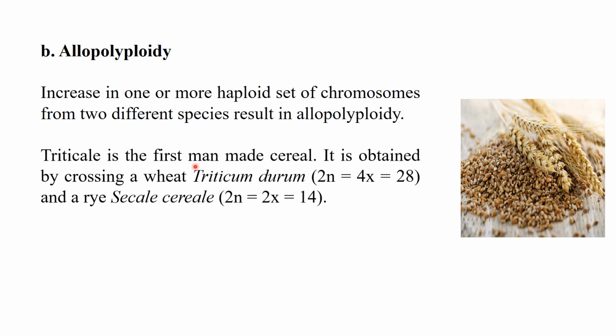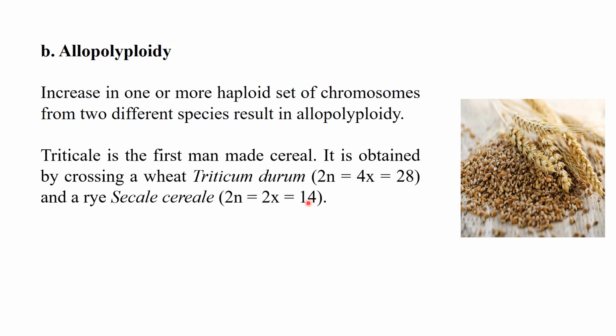Triticale is the first man-made cereal. It is the best example of allopolyploidy. It is obtained by crossing wheat, Triticum durum, having a diploid chromosome number that is tetraploid, with 28 chromosomes, and the rye, Secale cereale, with 2 sets of chromosomes having 14.